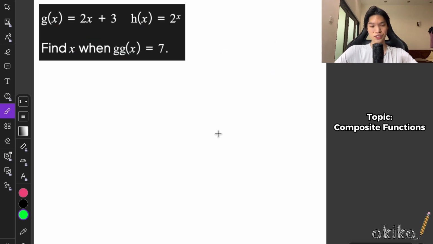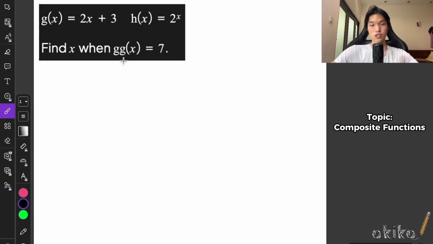Going to our last question here, let's find x when gg(x) is 7. So you have g(x) listed there as 2x plus 3. So if you're looking at gg(x) equals 7, that's not just a function or an expression, it's a whole equation, which means that we will have to find a solution for x.